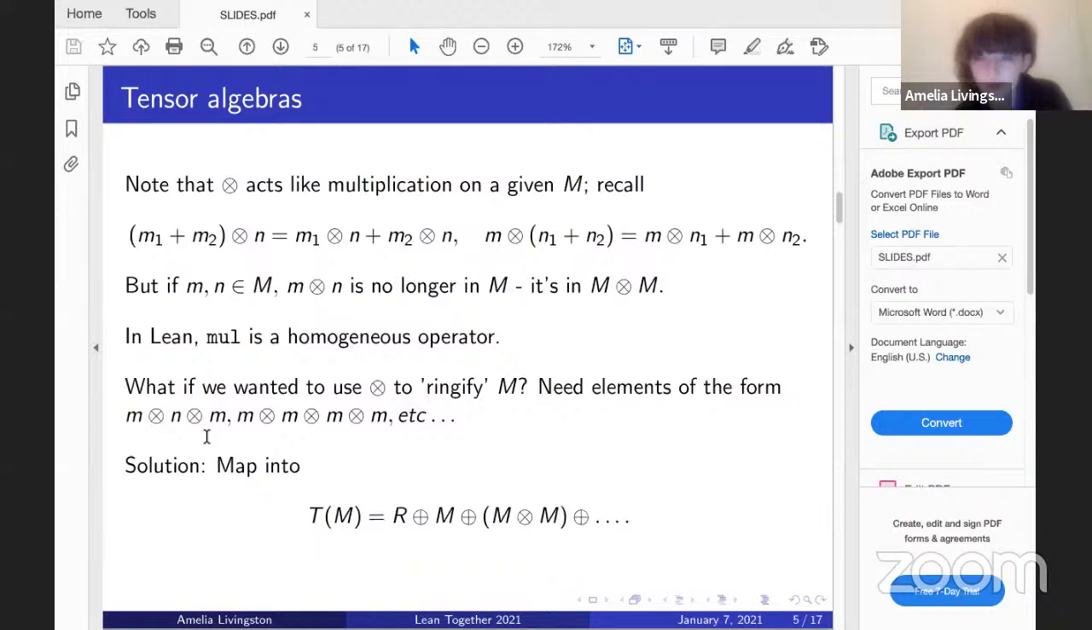And actually, this is all we need to do, because if we take the direct sum over all of the tensor powers, what we end up with is something that's an R algebra. It's called the tensor algebra, and it's already in Mathlib. So that's great. We can just go and have a look at the API.